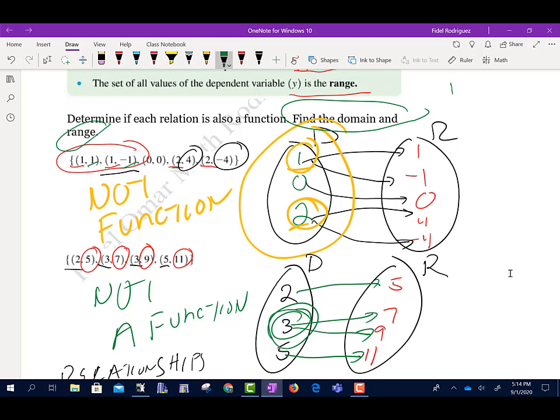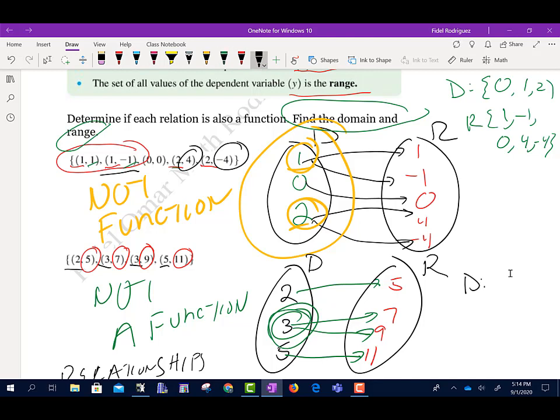So the domain here would be the numbers, what was it? I'm going to put them in order, 0, 1, and 2. And the range would be the numbers, if I put them in order, I guess you don't have to put them in order, I'll just list them. 1, -1, 0, 4, and -4. Okay. Again, same thing here.